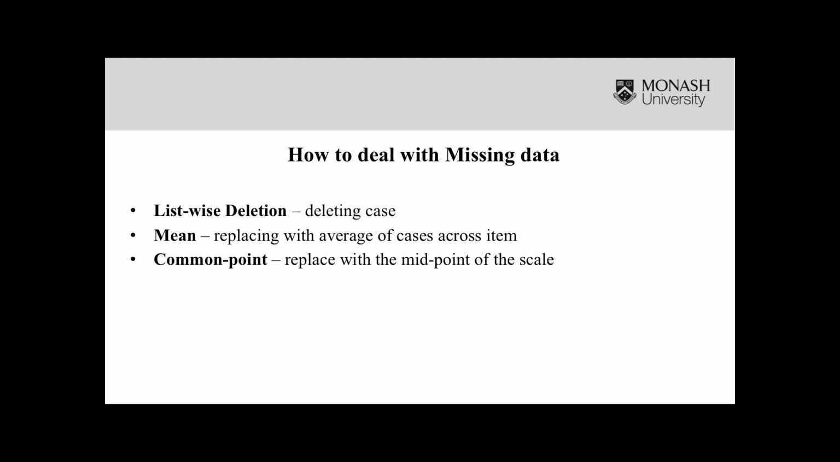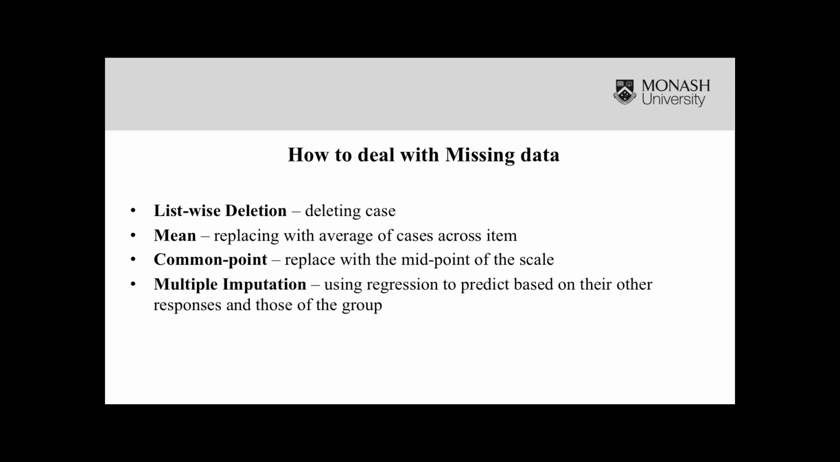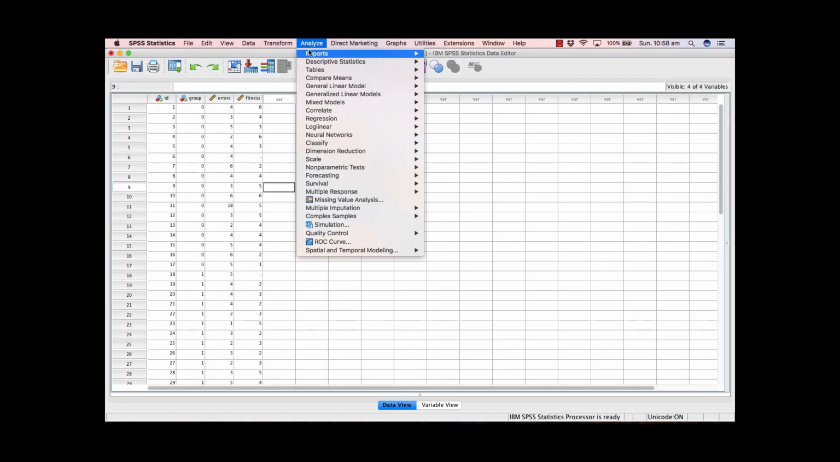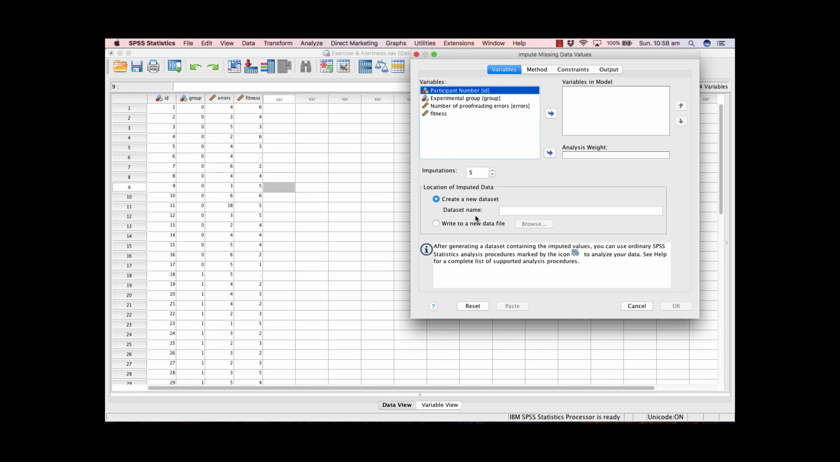However, a more robust method than both mean and common point replacement is multiple imputation, in which you're using regression to predict scores of the individual based on their other responses to the other variables, as well as those of the group that the participant belongs to. We can go to Analyze, Multiple Imputation, Impute Missing Data Values. Now we can take all of the variables within the model. We want the independent variable as well because that's going to help us predict the actual scores.